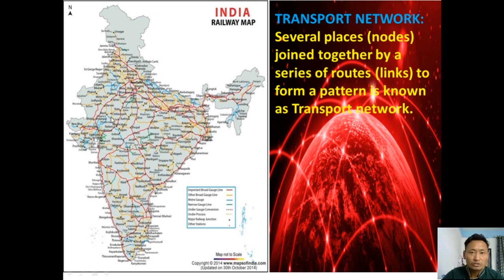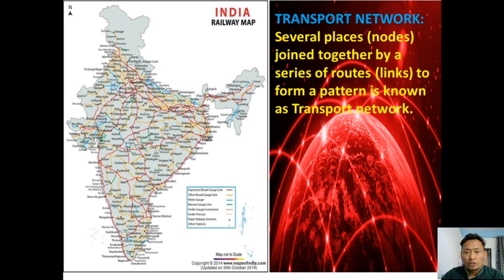If we look at the image of India, this is the railway map of India. In this map, the dotted points are called nodes. Cities like Delhi, Lucknow, Srinagar, all these are nodes. And all the lines are called routes. All these lines represent railways in India. These nodes are linked by railways, and it gives a pattern or a network or a connectivity. That is called transport network.